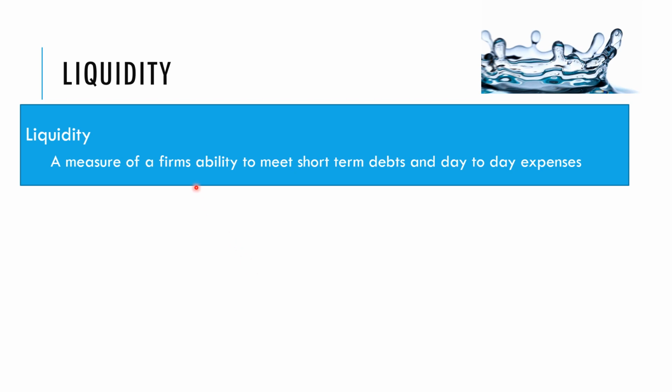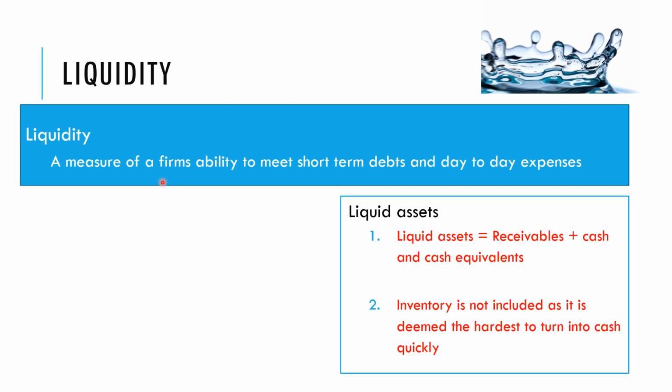So it's to do with cash, to do with the ability to pay debts and run your business from day to day. As we said previously, cash is an important consideration for a business to keep going from day to day. So liquidity measures a firm's ability to do this. And we're going to look at two ratios that a business might use to measure their liquidity. Before we do that, we need to introduce this concept here.